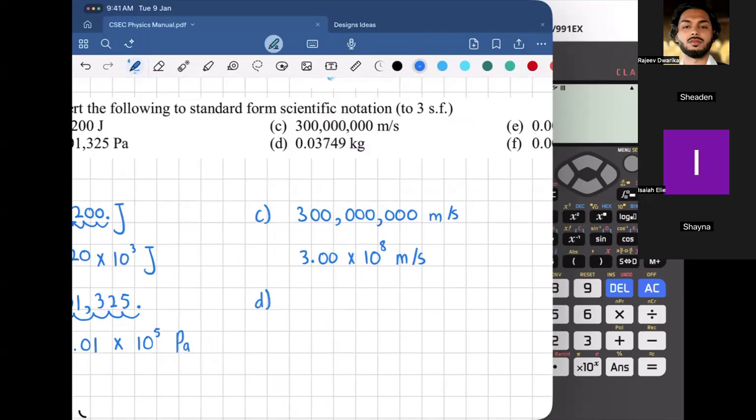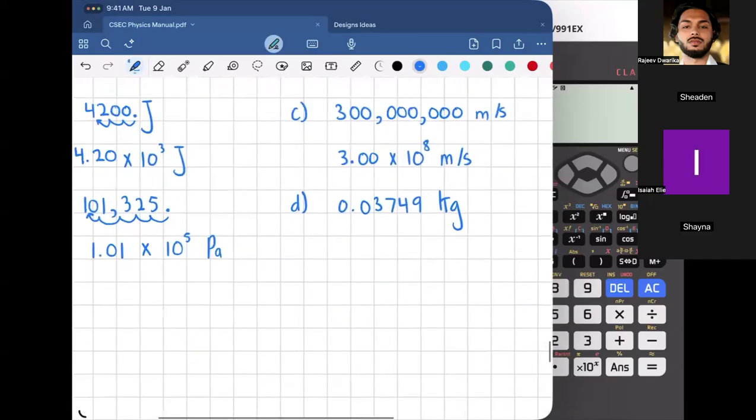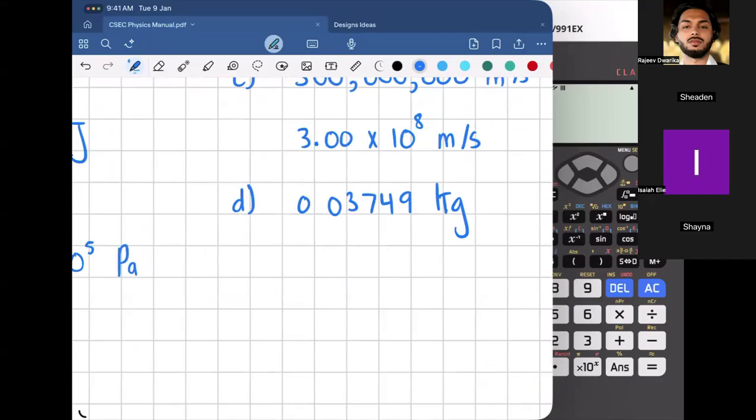Isaiah, help me with part D. So that'll be 0.03749 kg. So Isaiah, we'll start. The decimal point is over here. So we would move it 1, 2. So that'll be 3.7, and notice the number after.